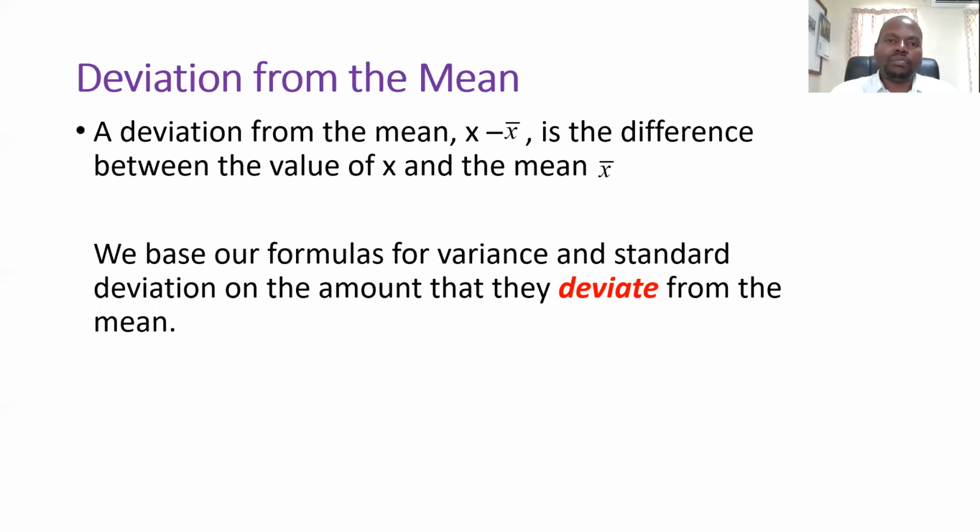Now, we can move further to look at the deviation from the mean. So deviation from the mean is basically looking at distance. How far is each observation on average from its mean? So a deviation from the mean, x minus x bar, is the difference between the value of x and the mean x bar. So we base our formulas for variance and standard deviation on the amount that they deviate from the mean.